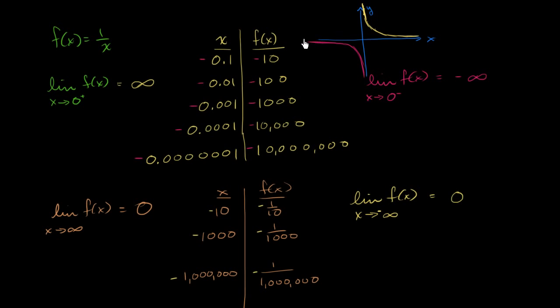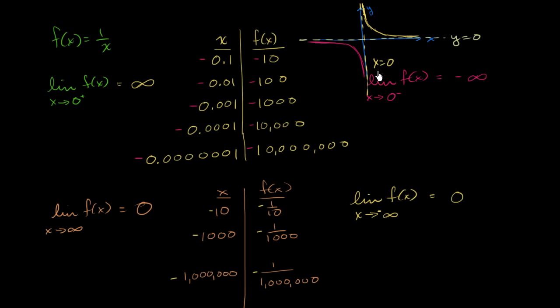You have a horizontal asymptote at y is equal to 0. When x approaches infinity, f of x gets closer and closer to 0, but never quite touches it. When x approaches negative infinity, f of x is getting closer and closer to 0 from the bottom, but it never quite touches it. And we also have a vertical asymptote right over here at x is equal to 0. And we see that because as x approaches 0 from the positive direction, y approaches infinity. And as x approaches 0 from the negative direction, y approaches negative infinity.